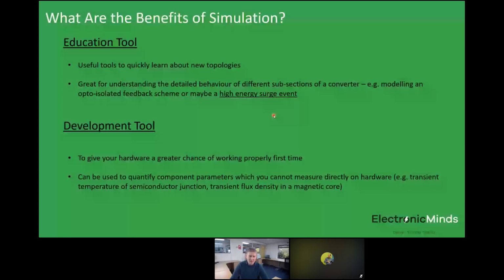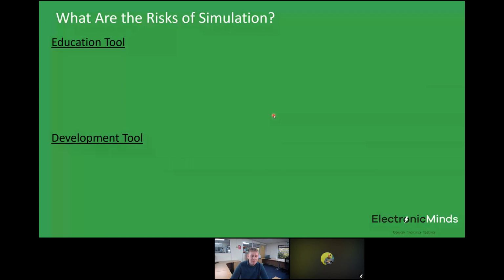And as I say, generally it reduces development time and costs if it's used correctly, and that's where its real value add is. However, there's no free lunch here, so there are some risks of simulation as well, and I've broken it down into those two same areas here. So risks of simulation.